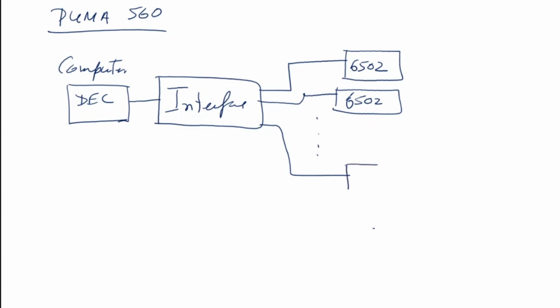So it has 6 degrees of freedom, and every joint is controlled by a 6502 controller. This is my joint 1, this is joint 2, joint 3, and this is my joint 6.